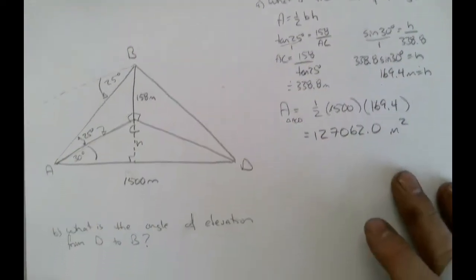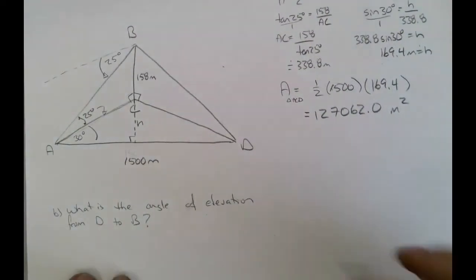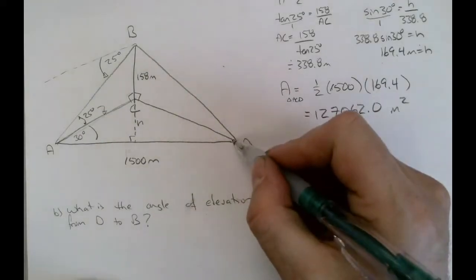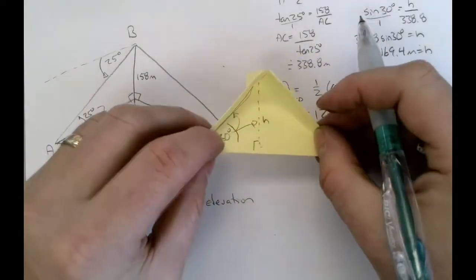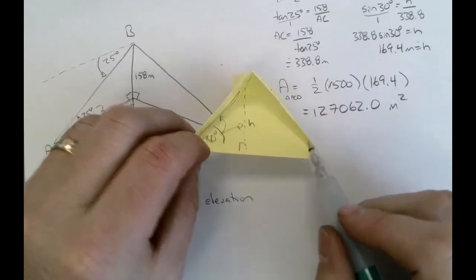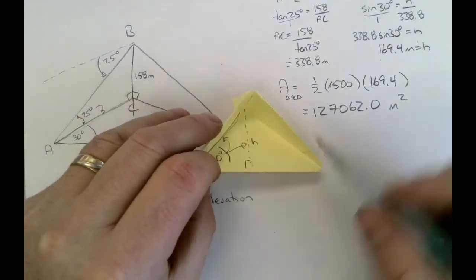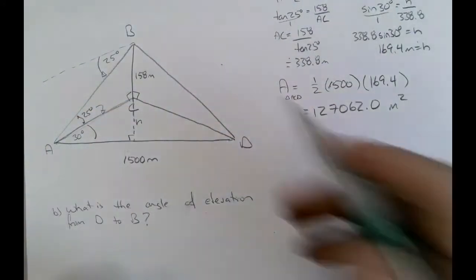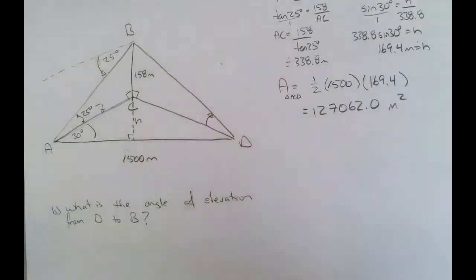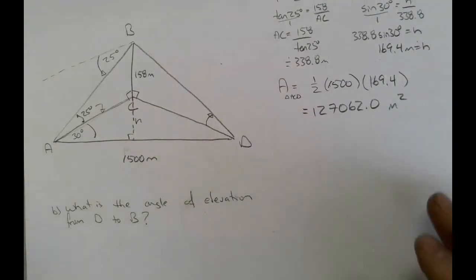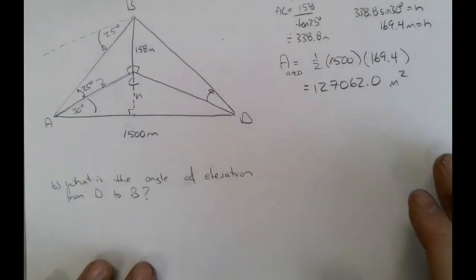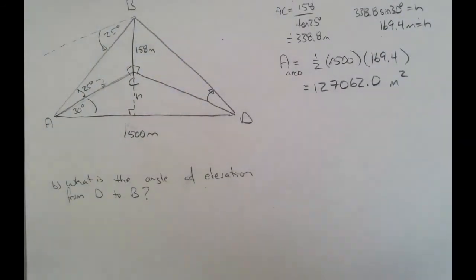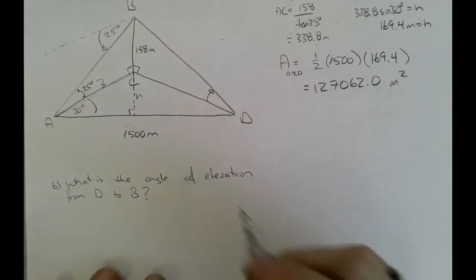The second question was about the angle of elevation from D to B. So standing here at D, in other words, if you're at this position right here, what angle do I have to look up to see the top of the tower? What is this angle right here? Well, this question is a little bit more of a thinker, because of the information that we're given, it's not immediately obvious as to what we got to do.